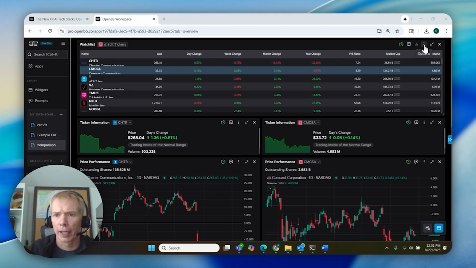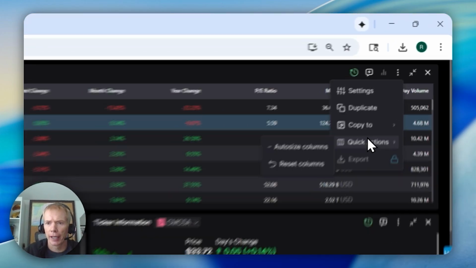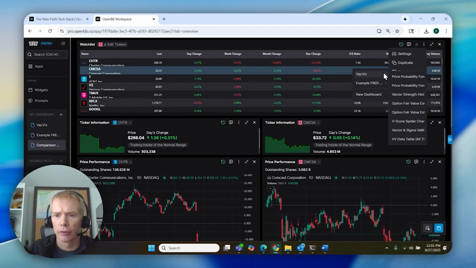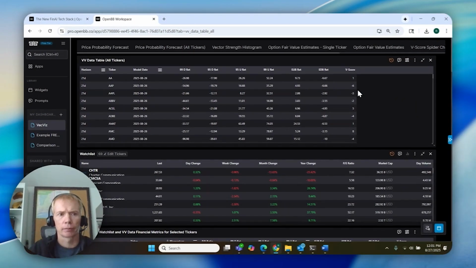And what I did was I went to options and copy to VecViz data table. And so I did that and came over quick. Here's the VecViz data table. I filtered this to just the 21-day horizon, just the most recent close, which was August 26, 2025, and which most of this data on the watch list that we pulled in will correspond to. And I have a number of fields here.